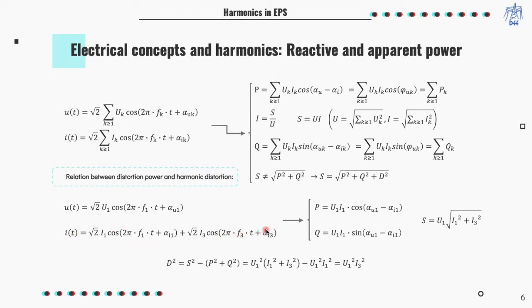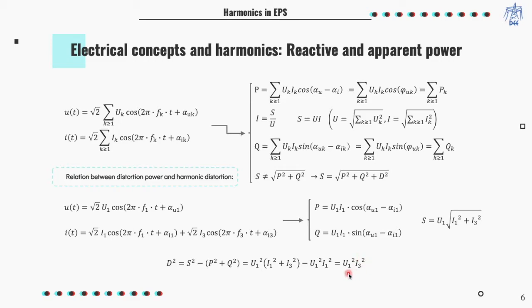We can determine the active power, the reactive power, and the apparent power from the previous definitions. After that, we can determine the distortion power from the previous apparent, active, and reactive power, and obtain that the distortion power depends on the harmonic content of the current.